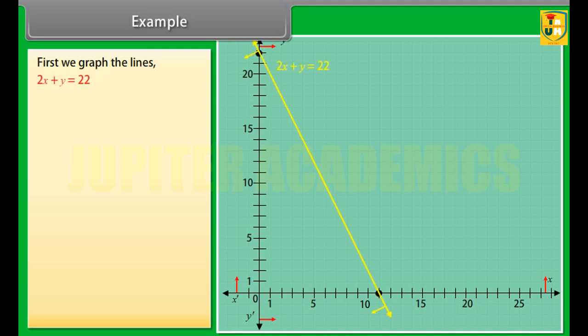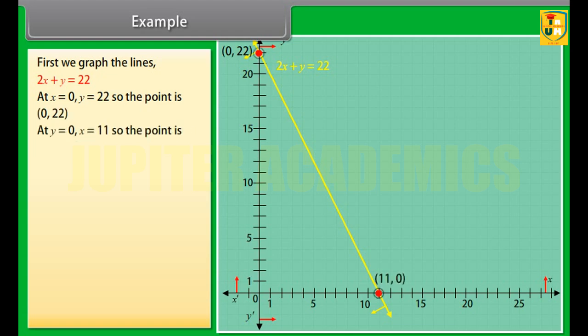2x plus y is equal to 22. At x is equal to 0, y is equal to 22. So, the point is 0, 22. At y is equal to 0, x is equal to 11. So, the point is 11, 0.